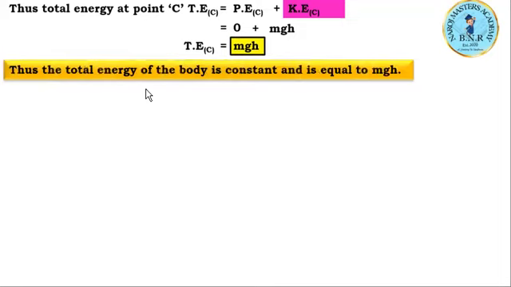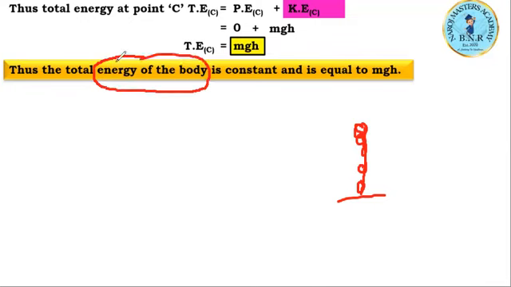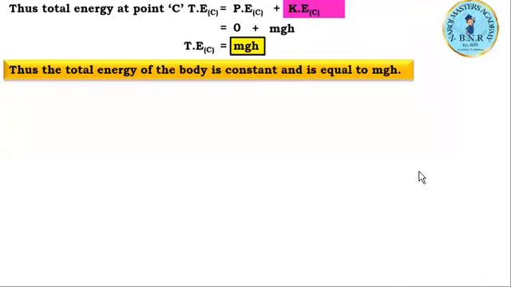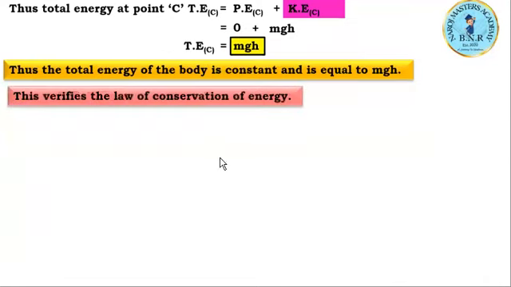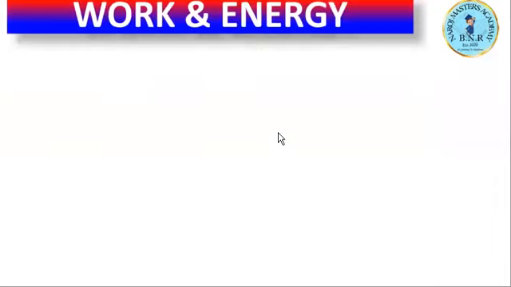Thus the total energy of the body is constant and is equal to how much? Mgh. At any point when it travels from a certain height to the ground, at this point, this point, anywhere, does the energy of the body change or remain the same? Is it always constant? Is it clear? So this verifies the law of conservation of energy.